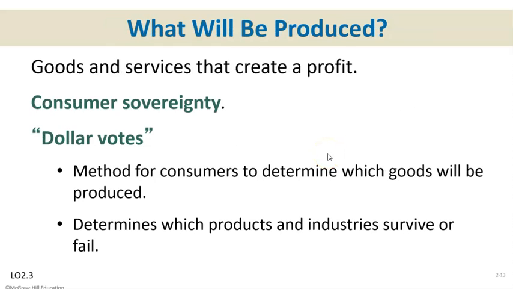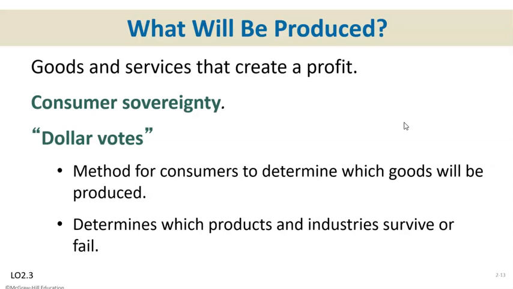The first question is, what goods and services will be produced? In the market system, the goods and services that are produced are those that will create a profit. So you may think at first that the businesses decide what's going to be produced. But if a business decides to produce a good and sell that good, but no one buys that good, they're either going to go out of business or make another product that people do want to purchase. So in reality, what's being produced depends on what consumers purchase.